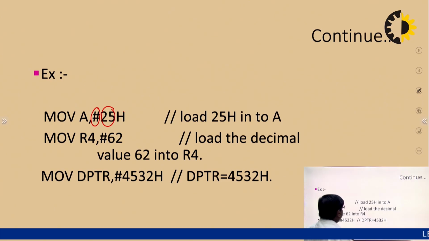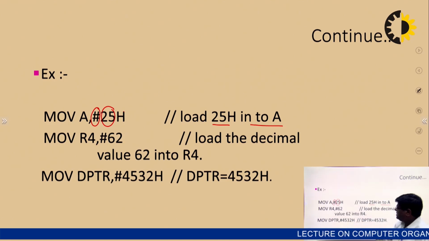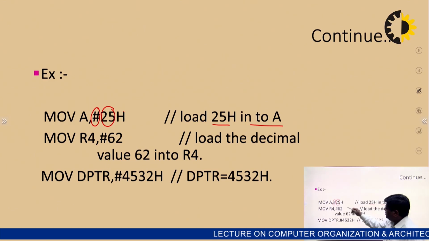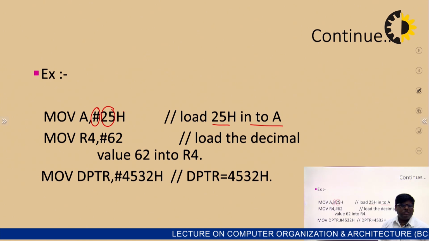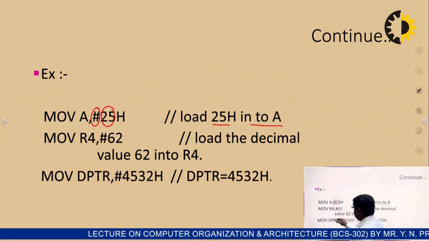What is the meaning of this? Load 25H into a register. That is very simple. This constant with MOV means load it into this particular register. This is known as the immediate addressing mode. Now, this is another very simple example.